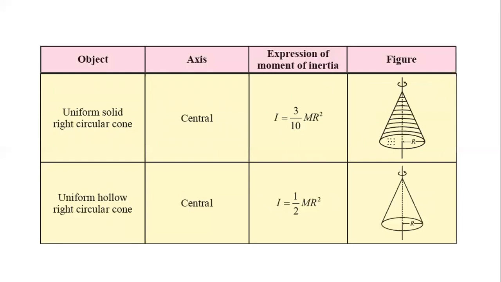Now next, uniform solid right circular cone. It's a cone, and it's a solid circular cone, and axis is central axis passing through center. Then the moment of inertia is 3 by 10 m r square.